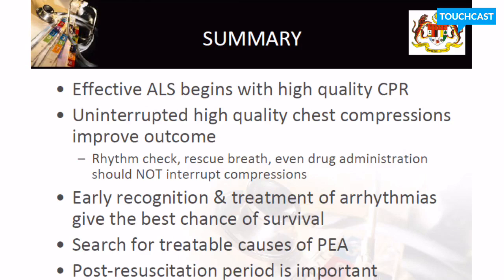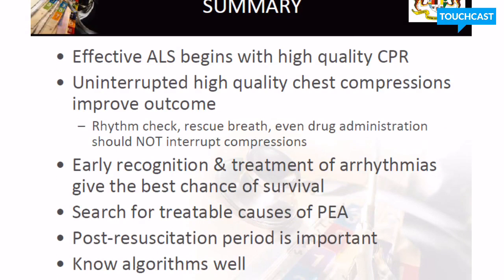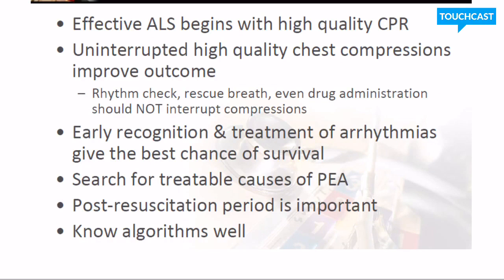So, in summary, effective ALS begins with high quality CPR. Uninterrupted high quality chest compression improves outcome. Early recognition and treatment of arrhythmia give the best chance of survival. Search for treatable causes of cardiac arrest. The post-resuscitation period is important. Know your algorithms well.